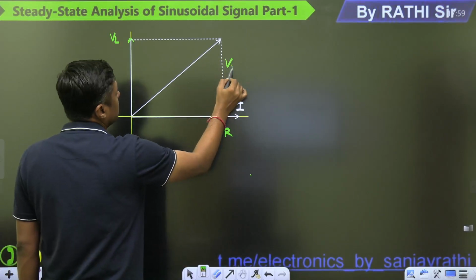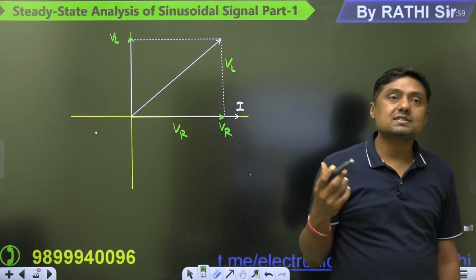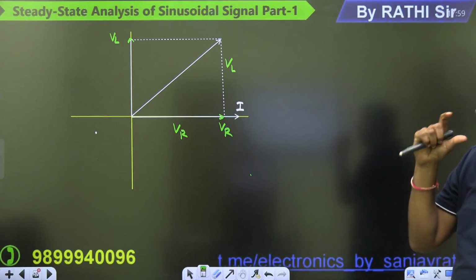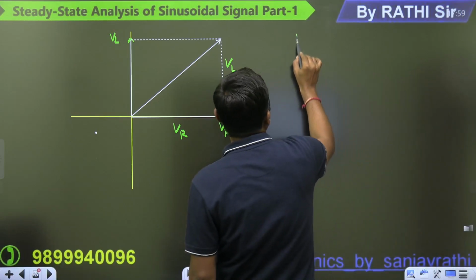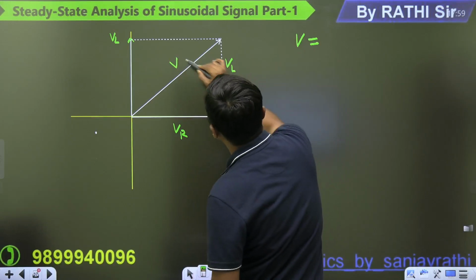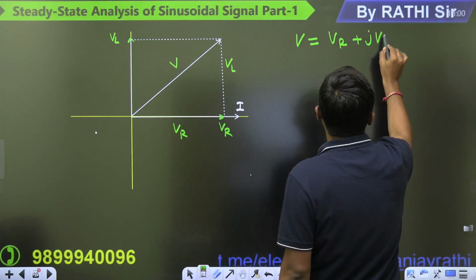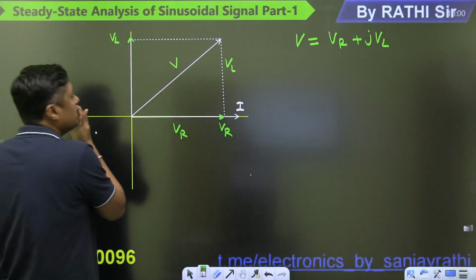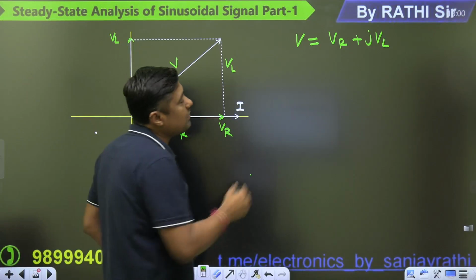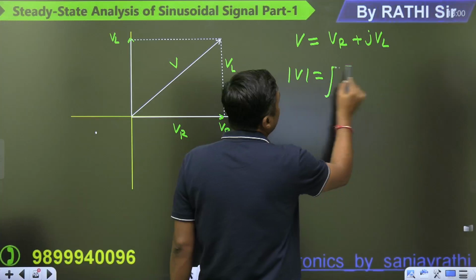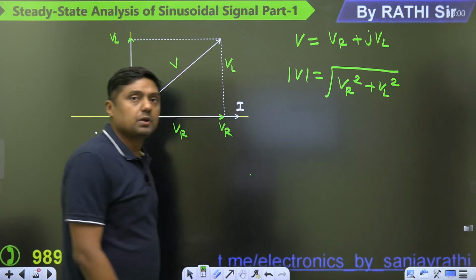So this is the VL, this is the VR. So what is the resultant? Normally when we are using KVL, we are adding, but here it is a phasor sum. What is the phasor sum? Total V or resultant V is given by the real part VR plus j times VL, because it is 90 degrees leading. This j times VL is the imaginary part. So what is the magnitude of V? Magnitude of V will become root over VR square plus VL square.